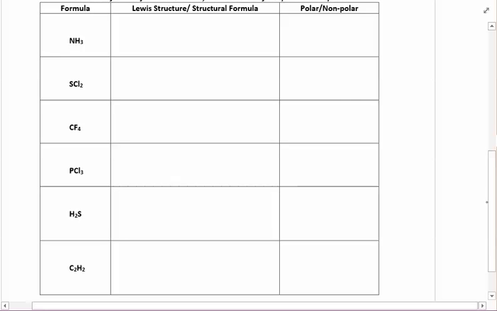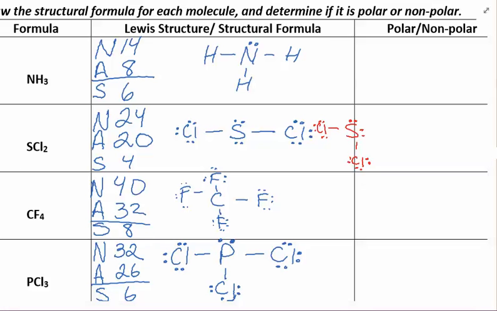What I would like to do now is practice our Lewis structures and determine the polarity of these substances. So try this on your own and then unpause it to see the result. I've already gone through and drawn the Lewis structures for each of the substances using the NAS method. So we're going to go through and talk about the polarity.